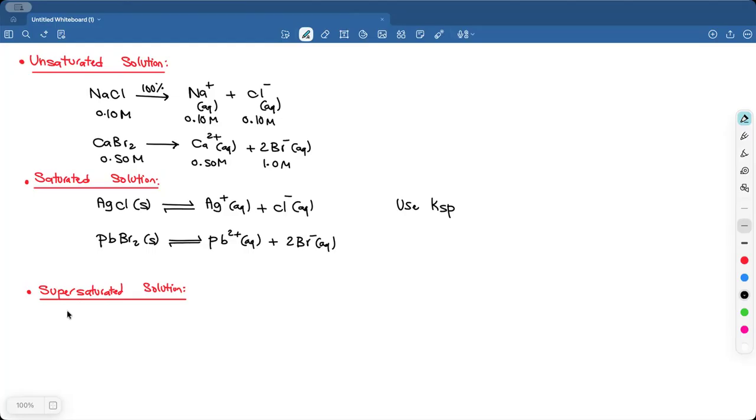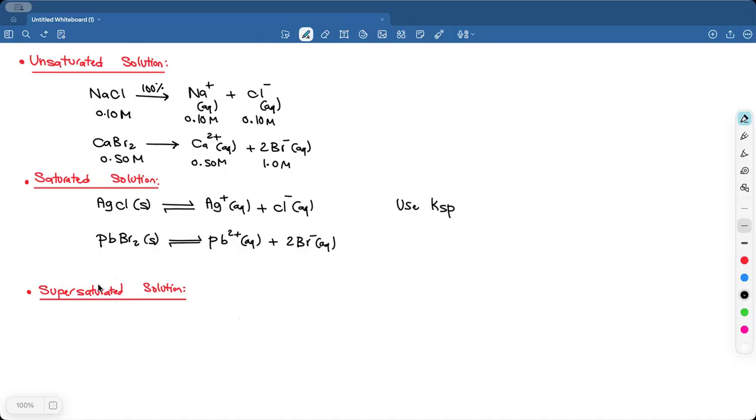And then the third case is the supersaturated solution. A supersaturated solution is past the saturation point, meaning you already added more of the solid into the water than you were allowed to. So it's not going to dissolve anymore. That's when the precipitate starts forming. In the supersaturated solution, we always show the ions on the left, and then they go towards the precipitate.